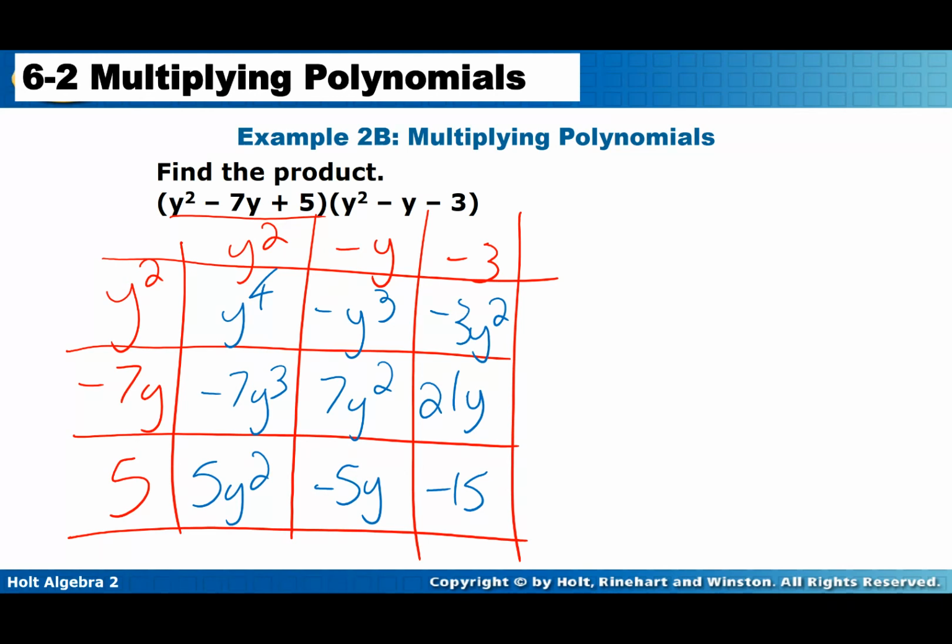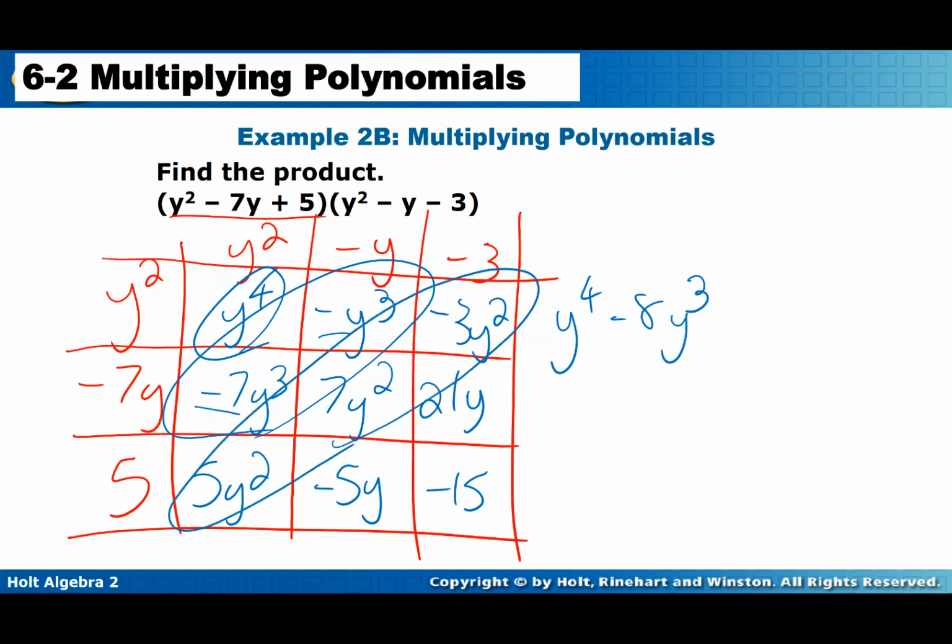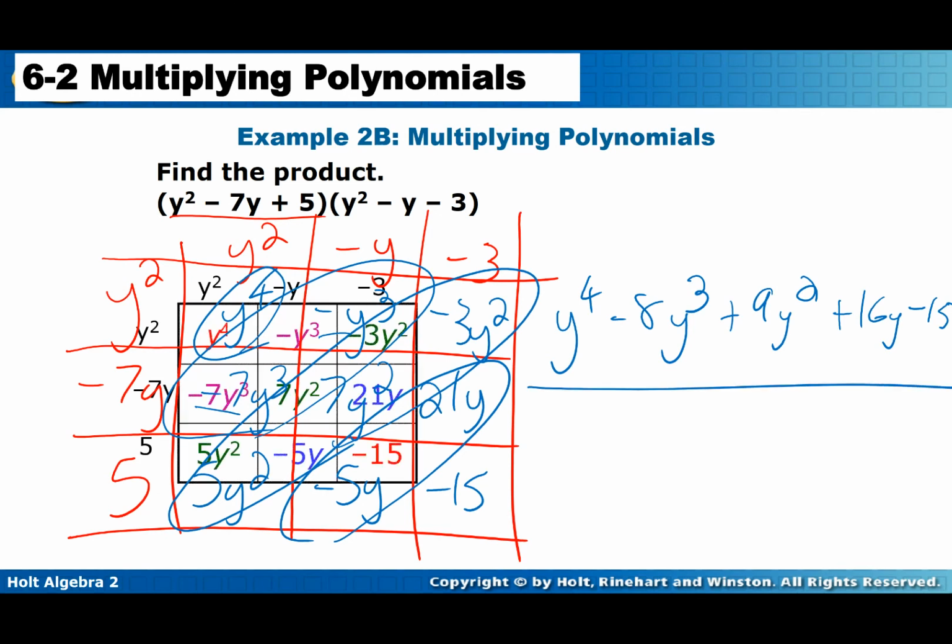It's just combining like terms. So I'm going to start with the biggest exponent, y to the fourth, and there is no other y to the fourth, so I'm just going to bring that over as part of my answer. Then I'm looking for my y to the thirds, and I've got two of them here, negative 7 and negative 1. So negative 7 and negative 1 make negative 8y to the third. For my y squareds, I got 5, 7, and negative 3. 5 plus 7 is 12. 12 minus 3 is 9, so that'll be 9y squared. My y terms, negative 5 and 21. So 21 minus 5 is 16. So it's going to be 16y, and then minus 15 at the end. So just combine your like terms, but use the table to multiply.